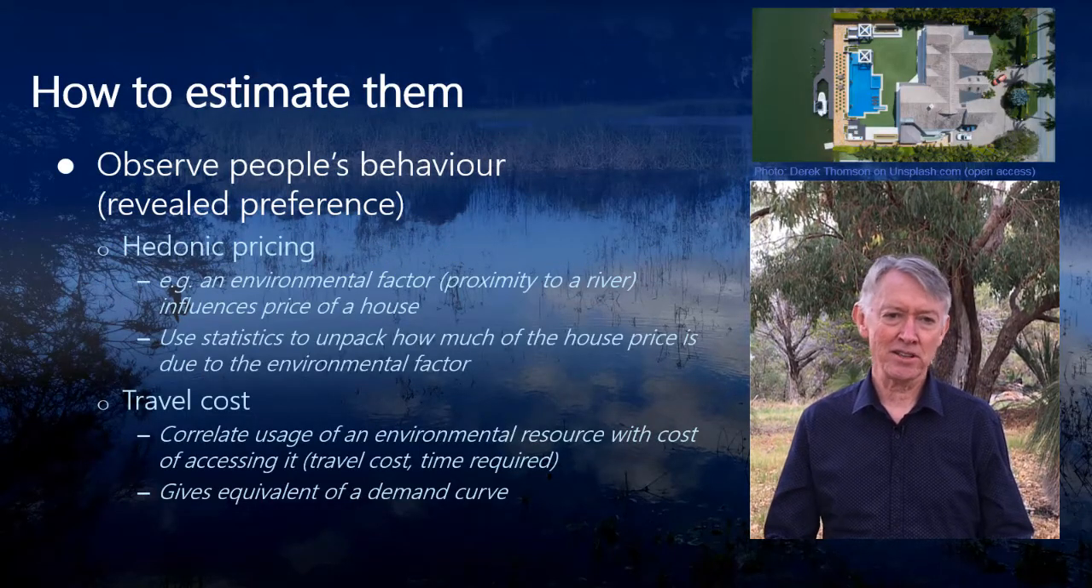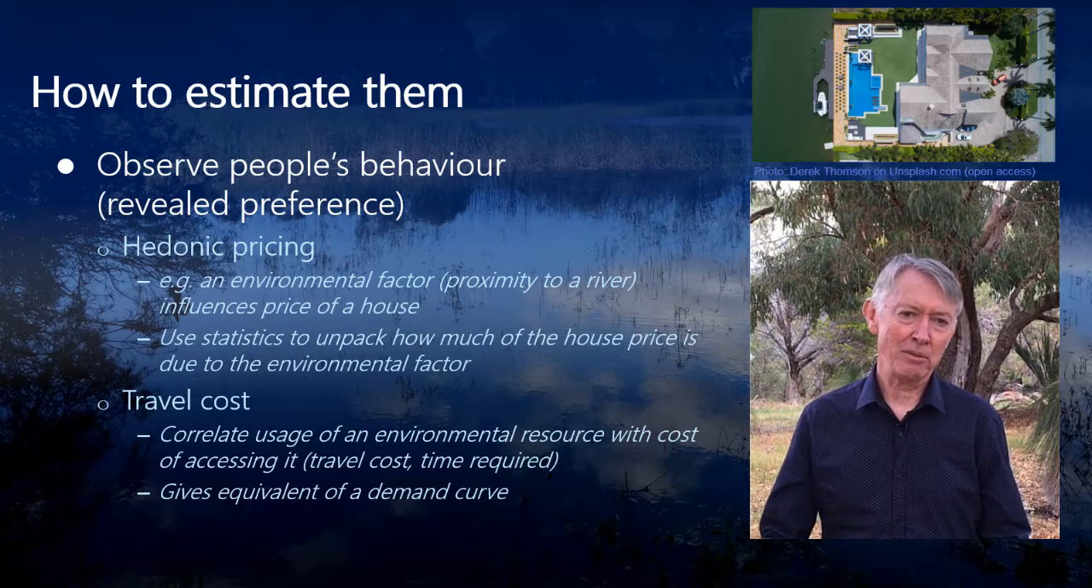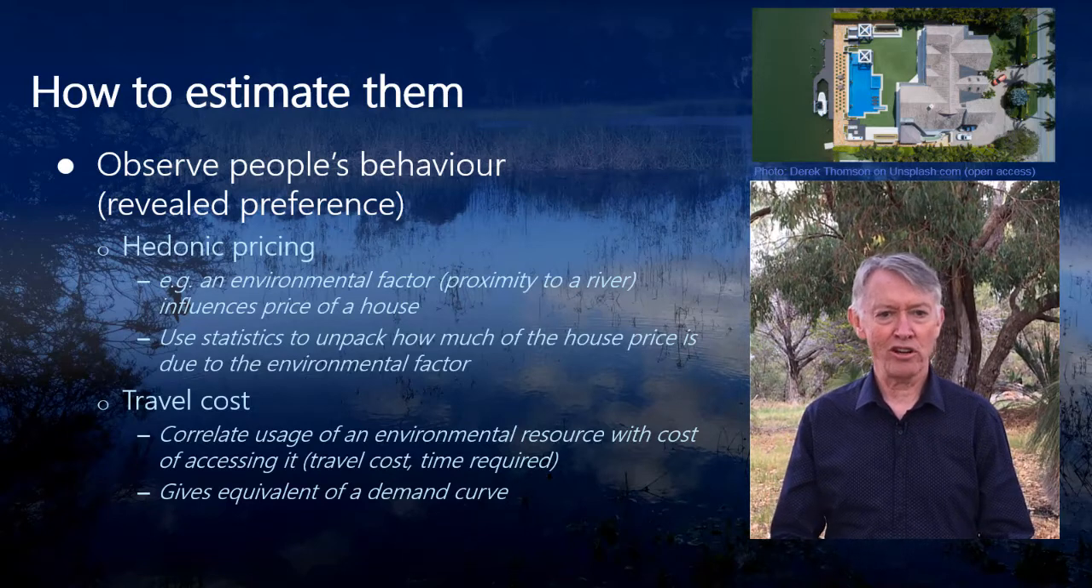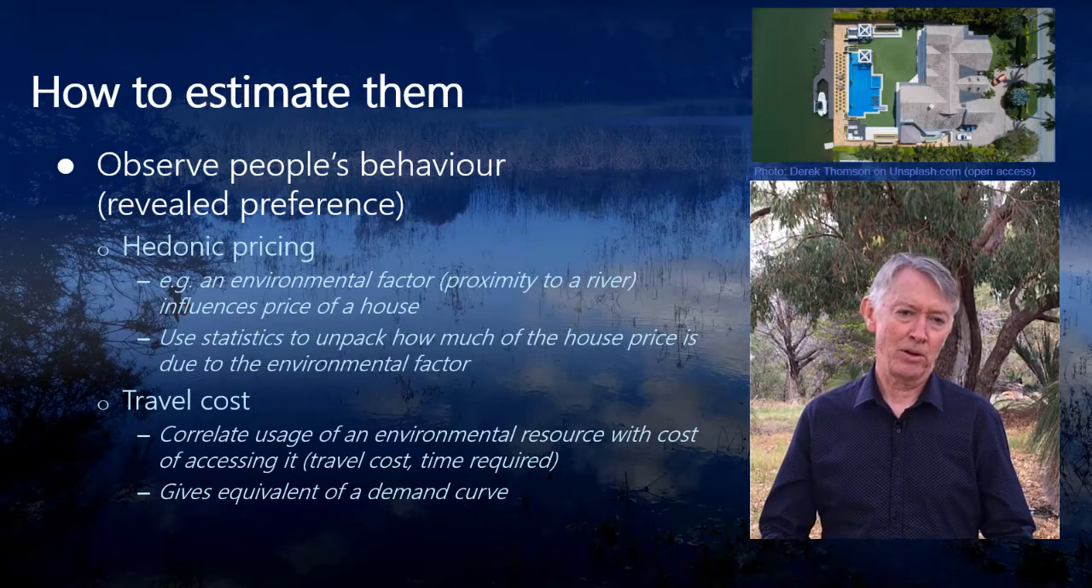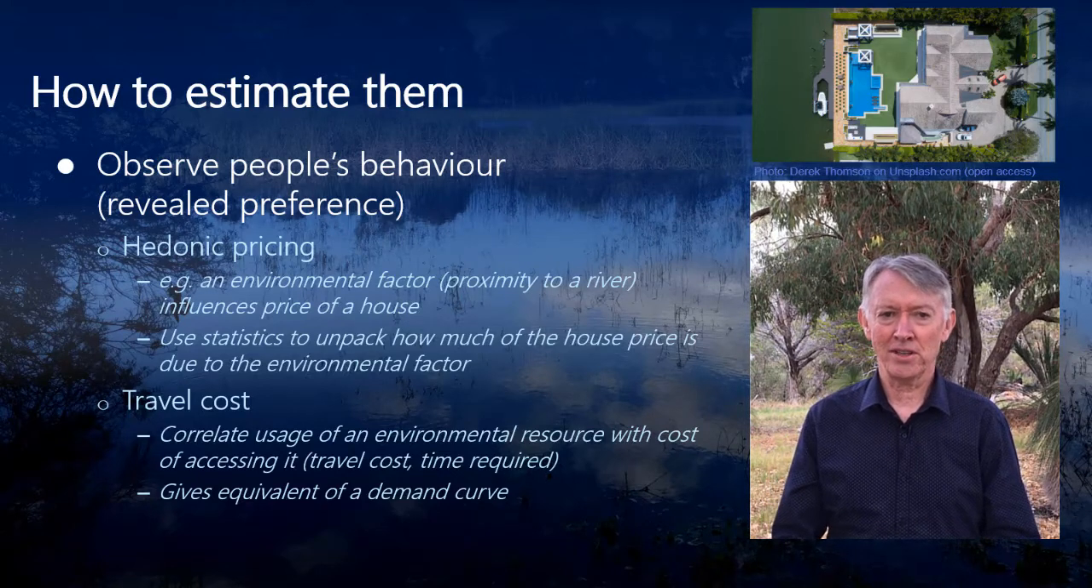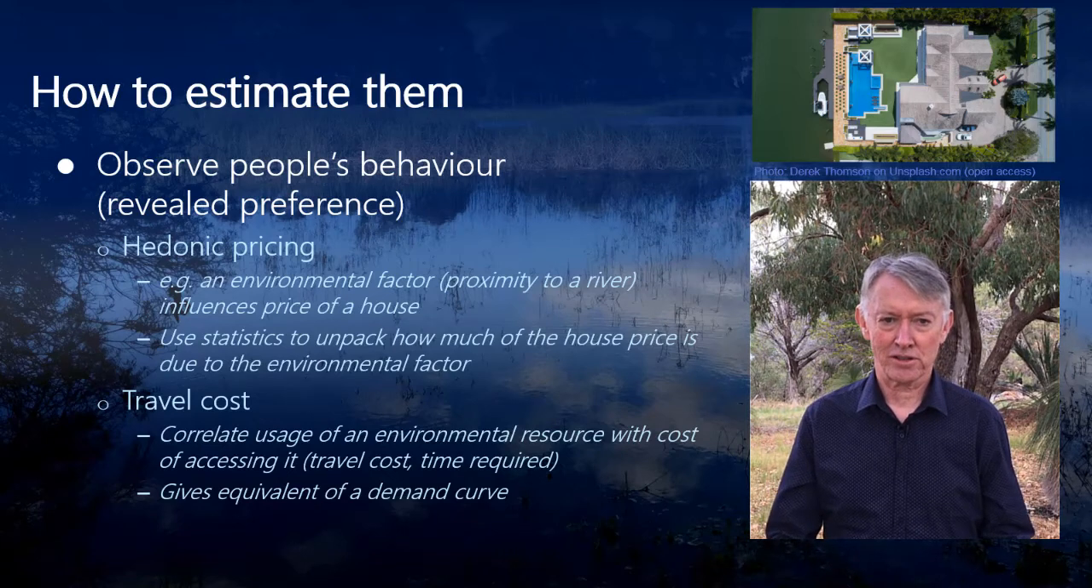How do we estimate these non-market values? Well, there's a couple of main groups of ways. I'm not going to talk about these ways in detail, but in general, one option is to observe people's behaviour, which we call revealed preference. They're revealing their preferences by their behaviour. And there's two main methods here. There's hedonic pricing and there's travel cost.